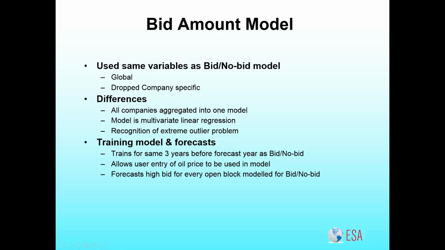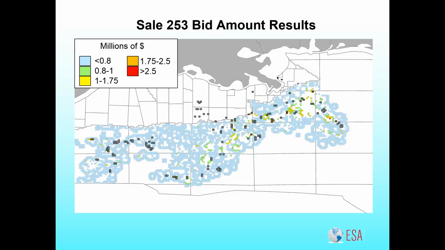The training period and things like that are still the same. You get to select it. It will require at least 3 years. We do allow you to enter the price of oil. So if you want to make a forecast pretty far out in the future, you can enter what you think the price of oil will be, because that does play a big role in bid amounts. And then what we do is we forecast the high bid amount for every open block, the same blocks as the bid, no bid. So here is what the output of that would look like.